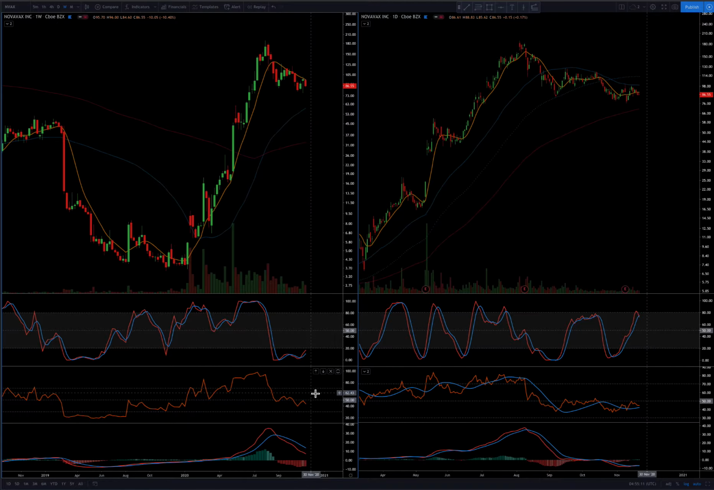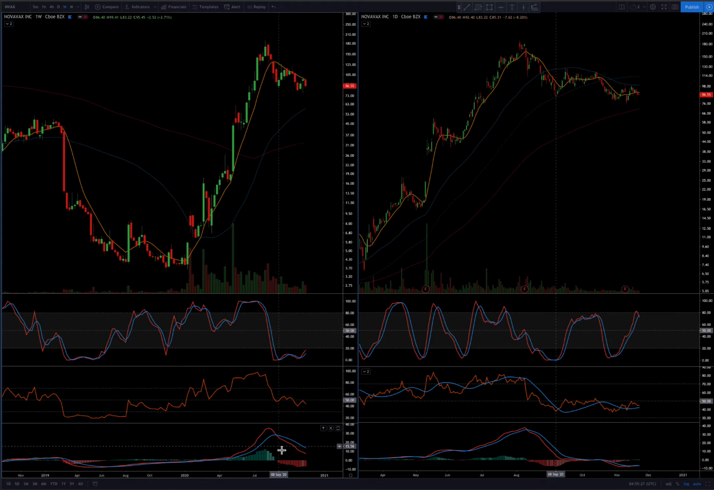Let's go down to the RSI. RSI is below the 50, which I don't like to see. I don't like to start a position if the RSI is below 50. So it looks like we maybe need a little bit more time.